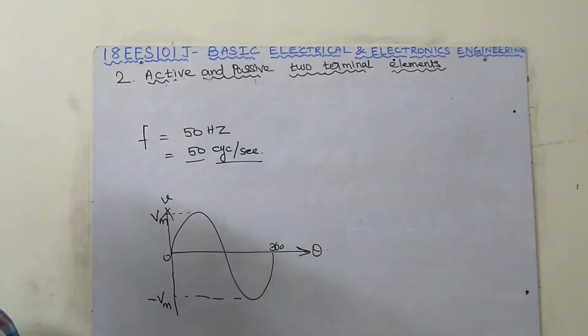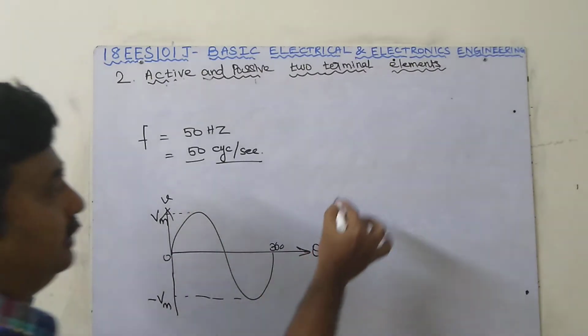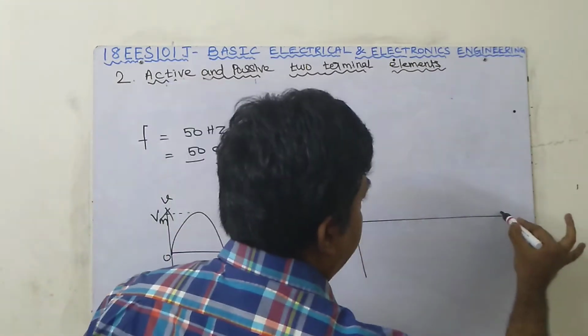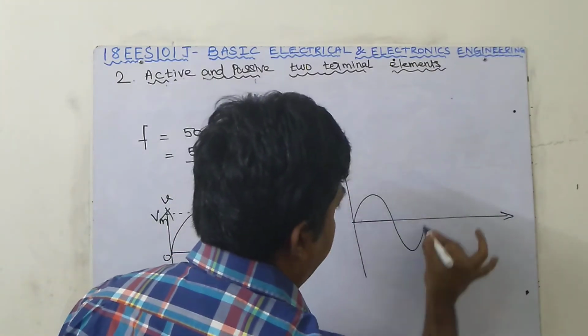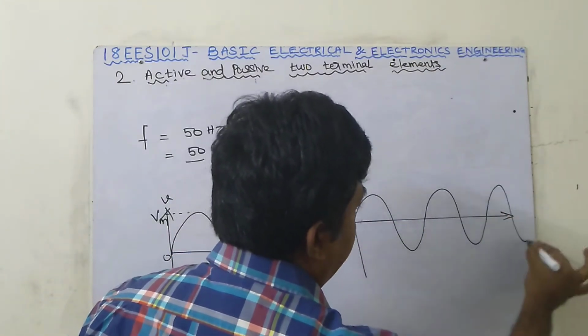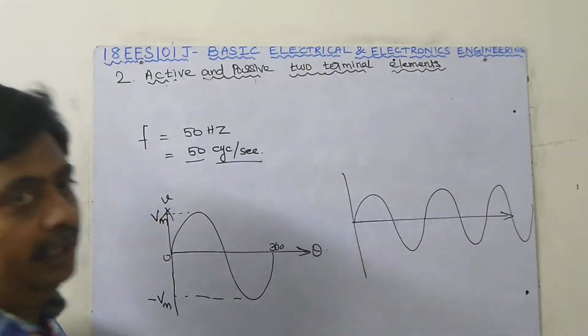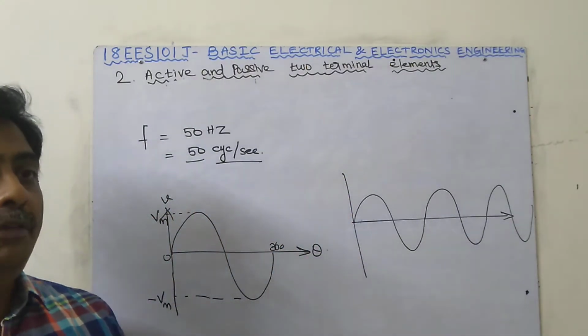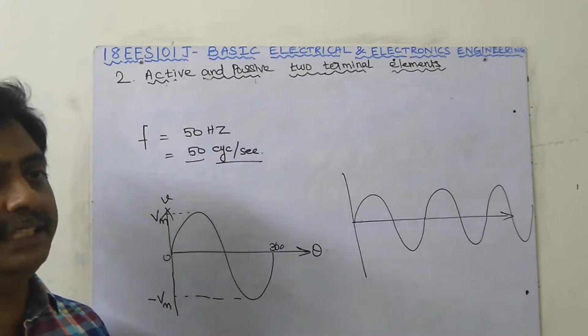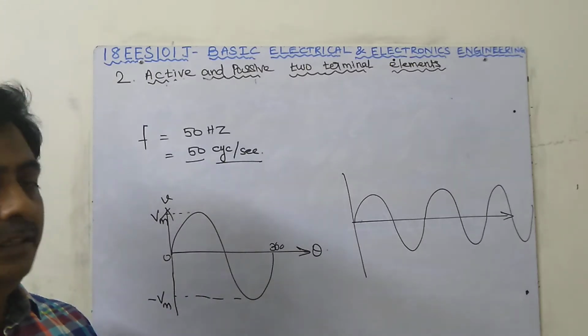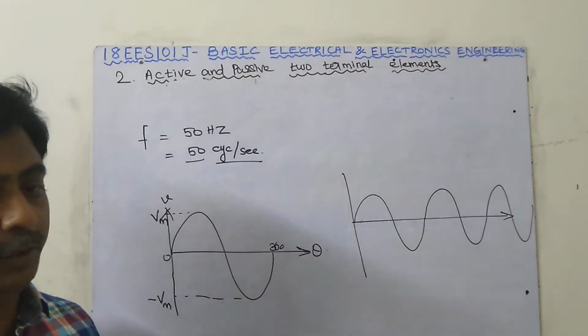Just in 1 second, how many cycles will be there? See, in 1 second I am drawing a sinusoidal waveform like this: 1 cycle, 2 cycle, 3 cycle, like this. There will be 50 cycles. If there are 50 cycles in 1 second, it is called 50 hertz.